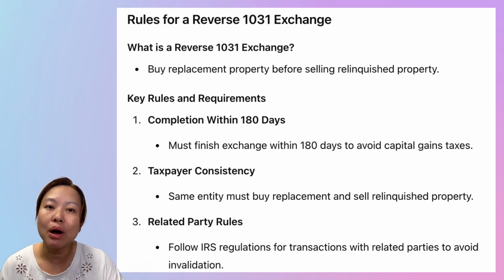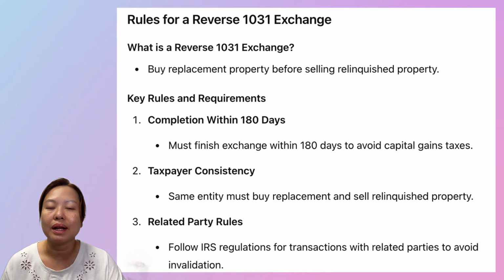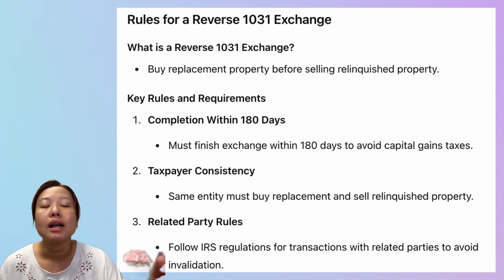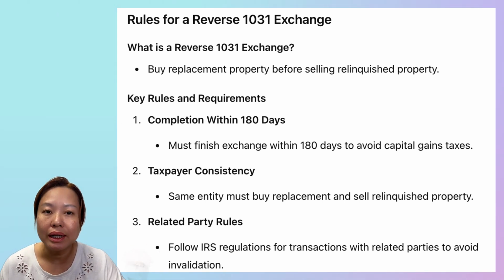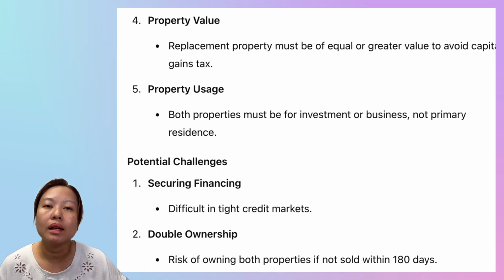Third is related party rules. It's also concerned with disqualified person rules, right? So for the related party rules, transactions involving related parties or a disqualified person must adhere to specific regulations to prevent abuse of tax benefit. So to avoid pitfalls, understanding who qualifies as a related party or disqualified person is crucial to avoid the exchange being invalidated by the IRS.